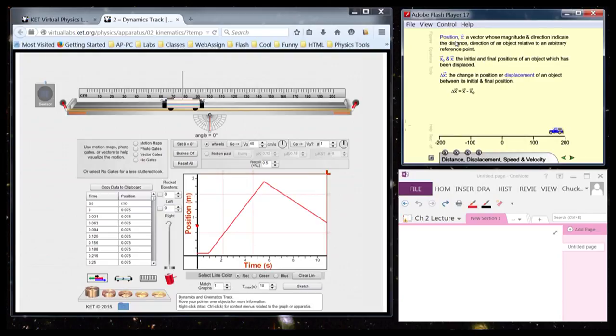We have the position. We're going to make some definitions here. The position, which is a vector. Now, what is a vector? A vector is anything that has both a magnitude and a direction. Not just direction or not just magnitude or how much. It has both. So, for example, your weight is a vector because you weigh 142.5 pounds, okay?